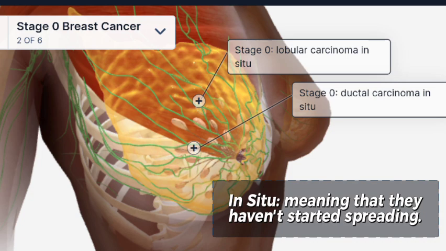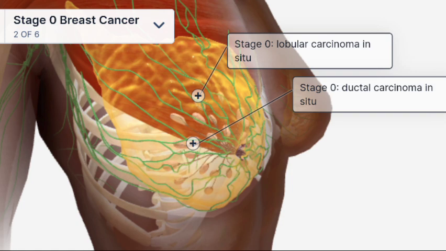What does this mean? It means that they remain in the area in which they originated and they show no signs of spreading to nearby tissues. If detected at this stage, treatment of breast cancer can often be very effective. So guys, early diagnosis is key to the treatment of breast cancer. Let's move on to the next stage, that is stage 1.